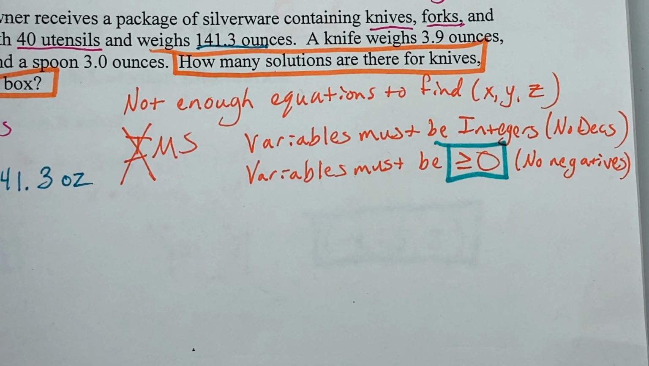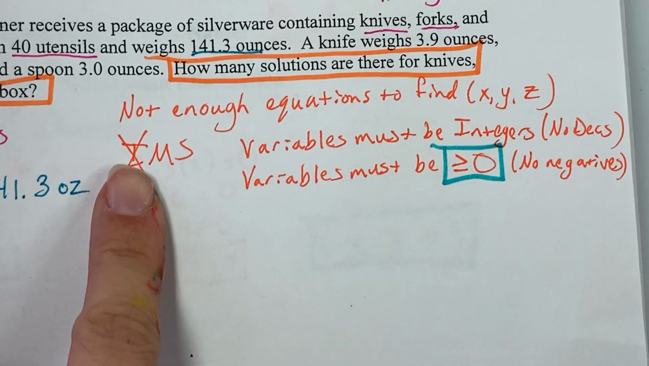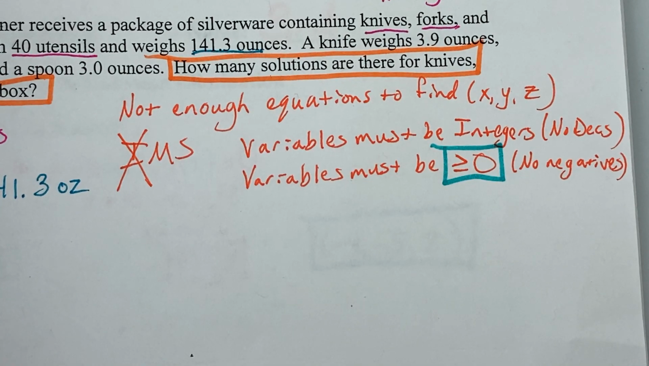So not enough equations to find x, y, and z. Our variables must be integers, and the variables must be greater than or equal to 0. So instead of having infinitely many solutions, we're just going to have many solutions. And on this problem, we're going to find out exactly how many solutions we can find.